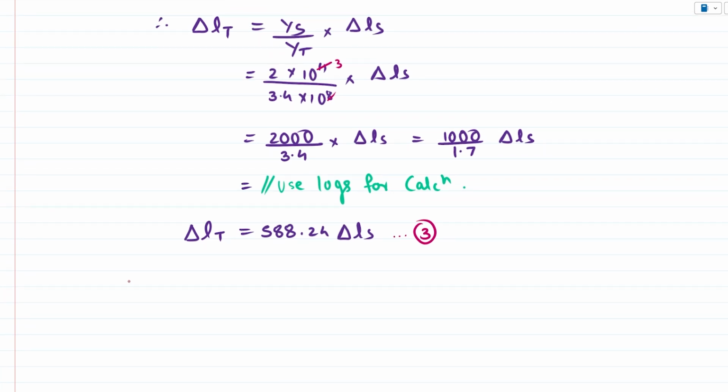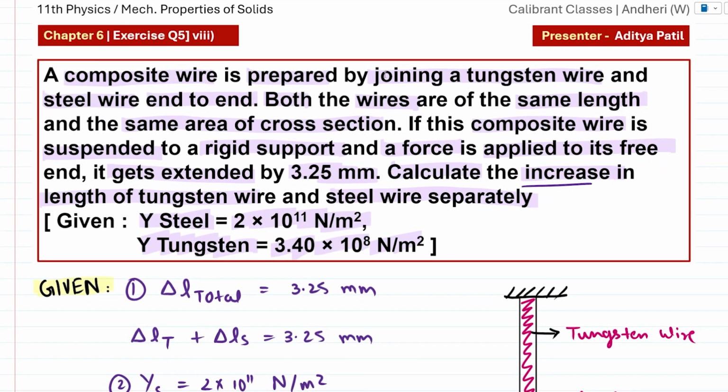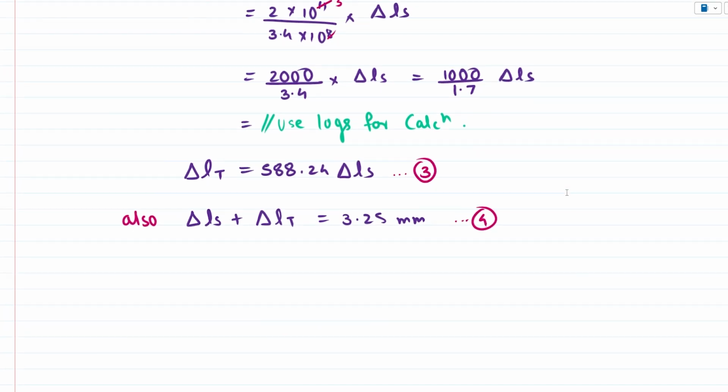And also, we have one more equation from given statement. Also, we know that when we add delta LS plus delta LT, we get 3.25 millimeters. That is the total extension. So let me mark that as equation number 4, which is given to us. So if you see, this was our given equation. Now let's see what we can do. So हमारे पास दो equations है. We have first equation and second equation, और हमारे पास दो unknown variables है. So let's try to simultaneously solve these two equations to find the value of delta LT and delta LS.